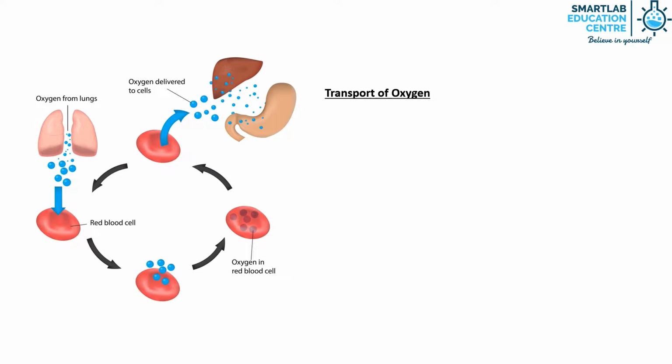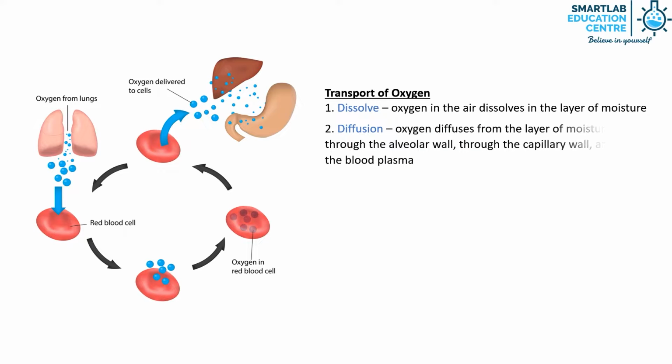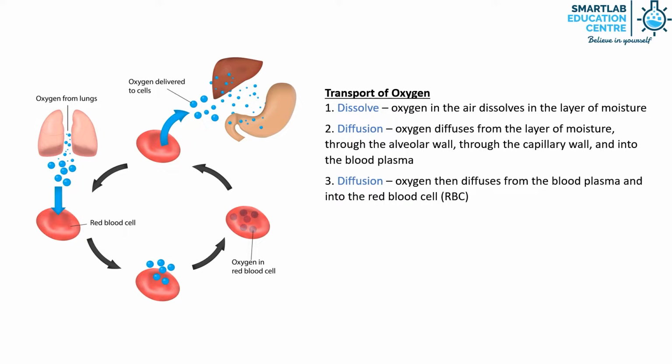Let's study how oxygen is being transported by our red blood cells in greater detail. Before oxygen reaches the red blood cells, it is dissolved in the layer of moisture of the alveolus. Once dissolved, the oxygen diffuses from the layer of moisture, through the alveolar wall, through the capillary wall and then into the blood plasma. In the blood plasma, oxygen then diffuses into the red blood cell, in short the RBC.